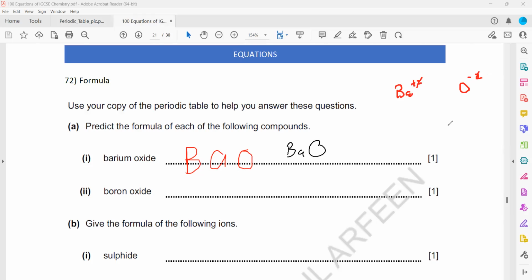Boron oxide. Boron is a group 3 element. What is the formula of boron oxide? Boron is only B, not Ba. So it will be B2O3. When the valencies are not the same, we just simplify the valency and cross multiply, but it cannot be further simplified, so we cross multiply.